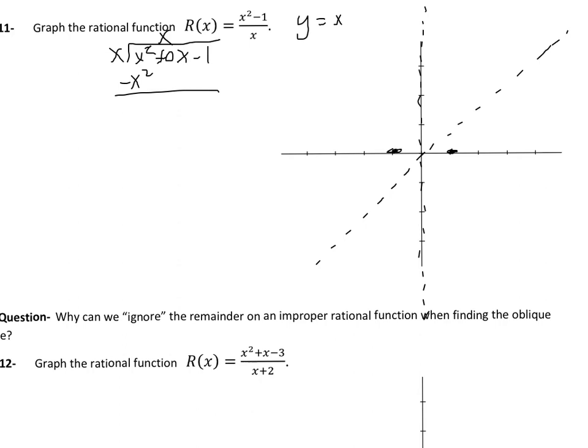Y-intercept? Nope. Where do I have an asymptote, people? I have an asymptote at 0, right? So do I have a y-intercept? There is no y-intercept. Okay.